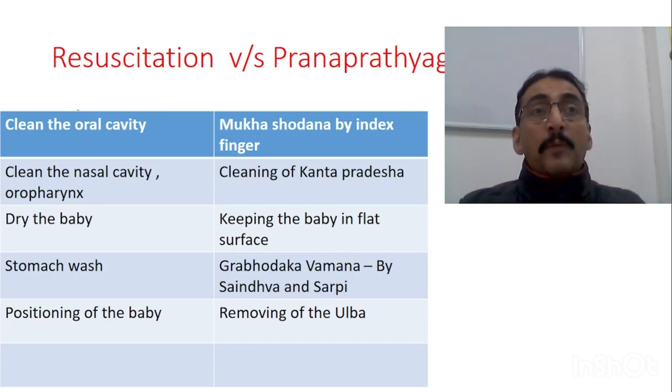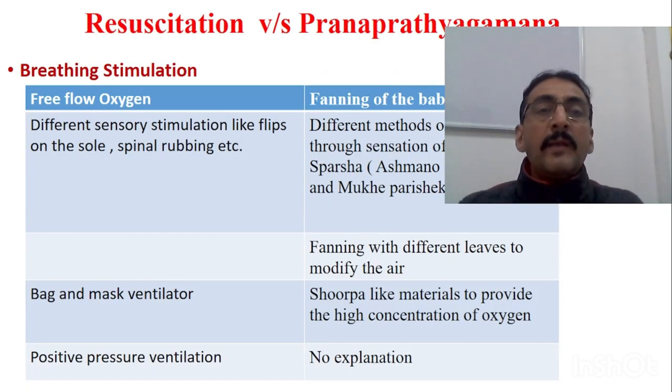Okay, then positioning of the baby is mentioned in contemporary science, and position is also explained in our science. There is a separate disease called ulbaka. You have to remove the ulba. Ulba is nothing but amniotic fluid. If it is not cleaned properly, it may lead to the disease ulbaka. That ulbaka disease is explained in relation to meconium aspiration syndrome. When the same amniotic fluid is mixed with meconium, it leads to ulbaka. So anyway, removing the ulba. Again, mukha shodhana procedures or methods to maintain the patency of the airway have been very well explained in Ayurveda, similar to contemporary science.